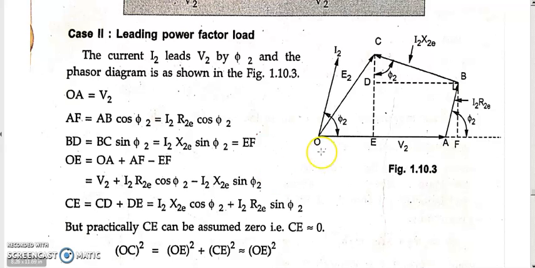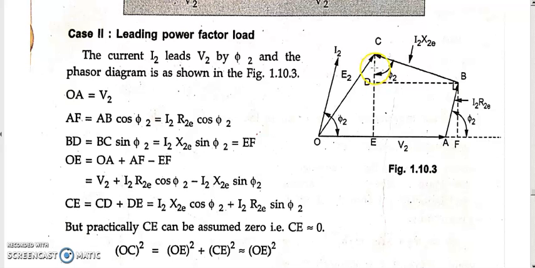And now what about CE? Where is CE? You can see that C is over here and E is over here. So CE is equal to CD plus DE. Can I write it like this? CE is equal to CD plus DE, and CD length is how much? CD length is I2 x2E cos phi 2. How did you get this? Since it's an adjacent side, and if you want to calculate the adjacent side, you have to apply the cos formula.